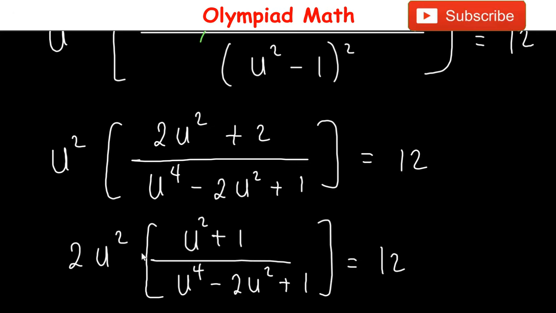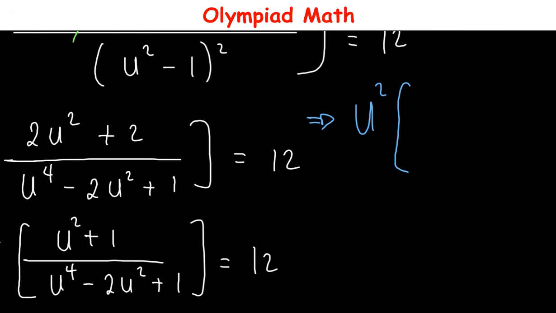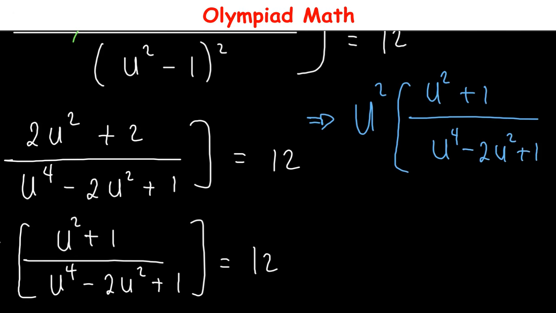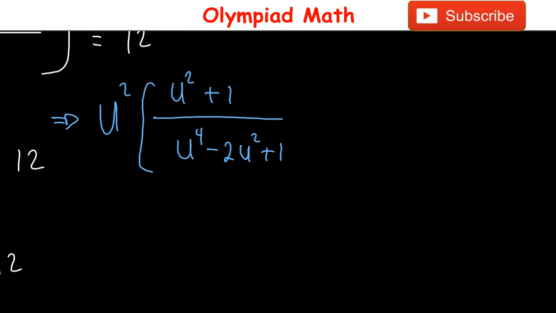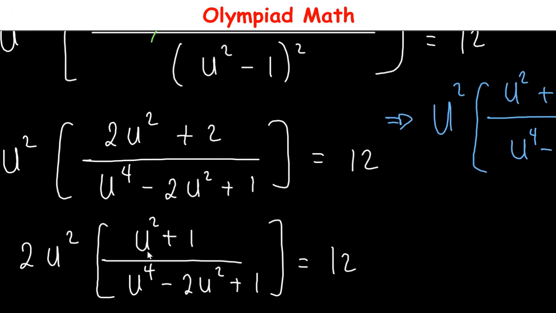Then if we divide both sides by 2, this implies that we have u^2 (u^2 + 1) divided by (u^4 - 2u^2 + 1), and this equals 6 once we divide both sides by 2.